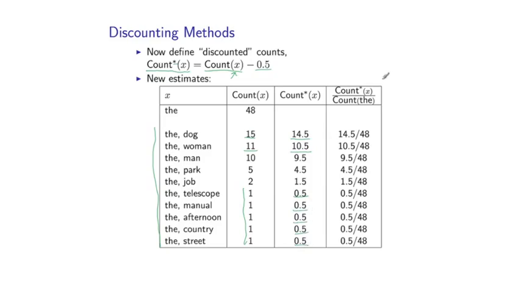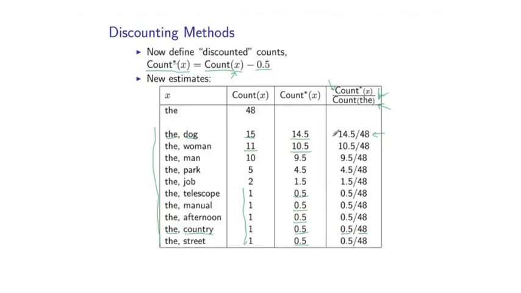And we can again define estimates now based on the ratio of the discounted count to the number of times we've seen the word "the". So for example, we now have 14.5 out of 48 as the estimate for the probability of dog given "the", or 0.5 out of 48 for the probability of country given "the". So notice we've essentially lowered each of these estimates through these discounting methods.